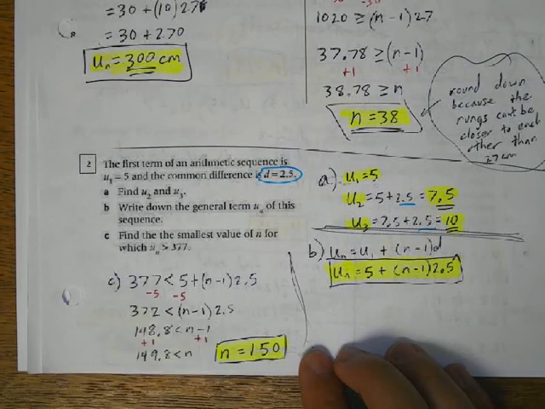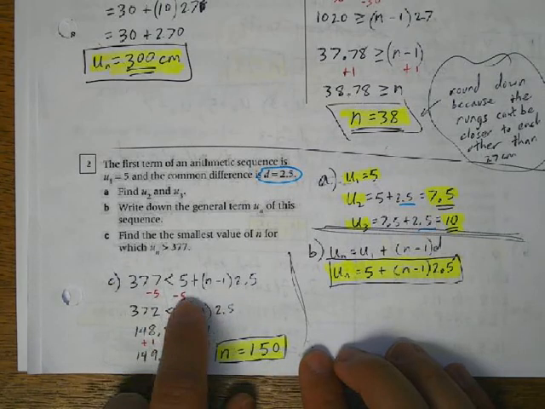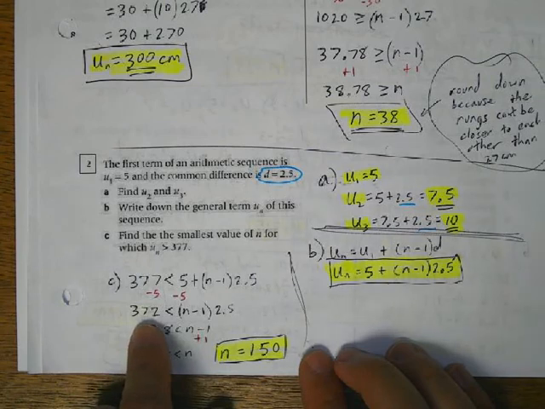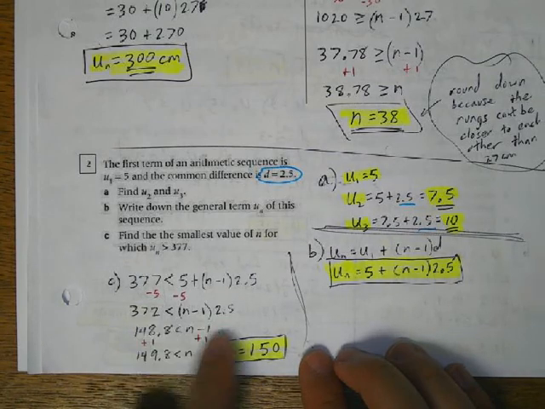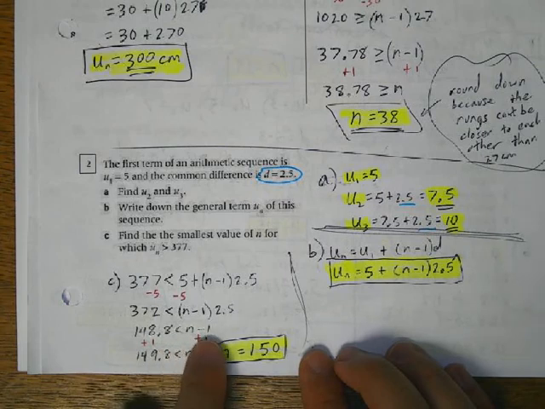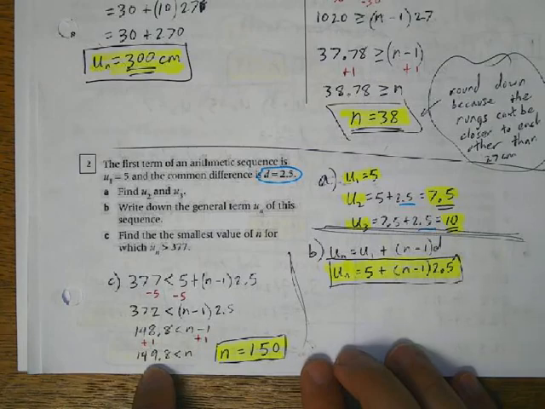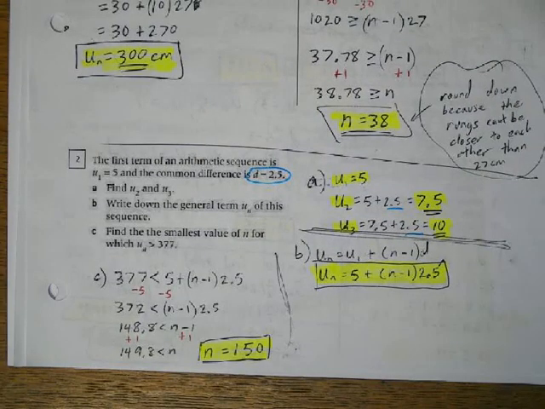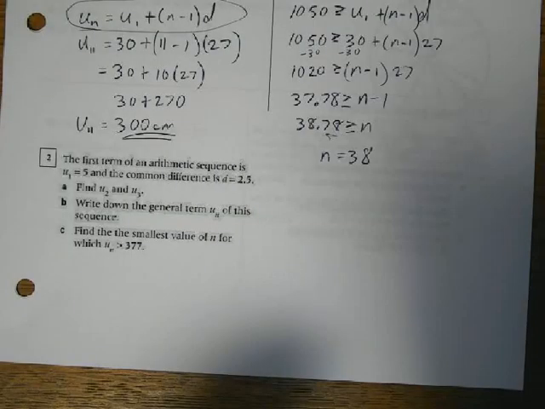So we've plugged everything in. We're going to subtract 5 on both sides. We get this. We're going to divide both sides by 2.5 to get 148.8 is less than n minus 1. Then we add 1 on both sides and we get this. You may want to hit rewind and listen to that again if you need to hear it some more.